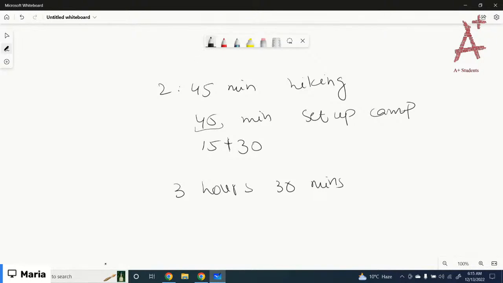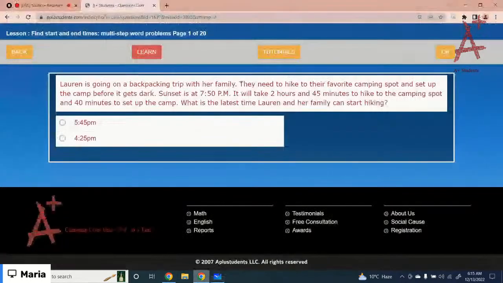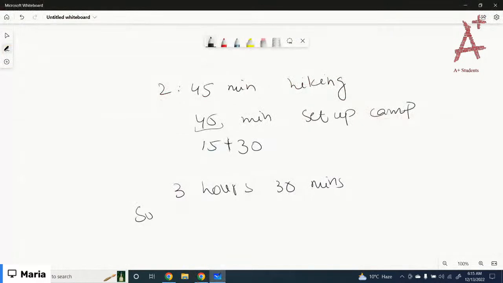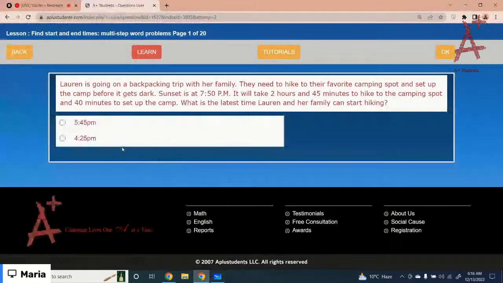The sunset is at 7:50. Sunset is at 7:50. So they have to start 3 hours and 30 minutes earlier than 7:50. Got it? So just subtract 3 hours 30 minutes from 7:50. It would be 4:20. That means they have to start at 4:20 and they will reach at 7:50 before the sunset. Got it?